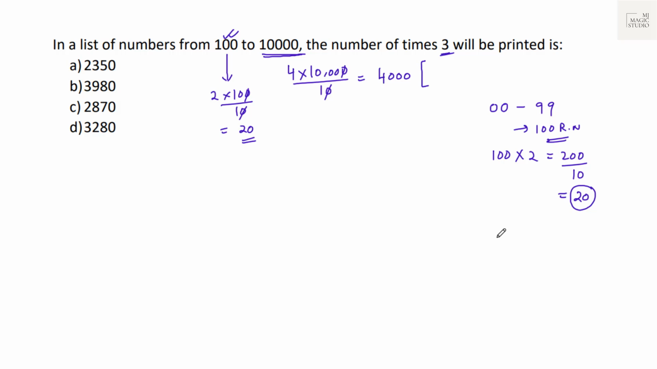So based on that logic, between 1 to 10,000, digit 3 will occur 4,000 times, and between 1 to 100, digit 3 will occur 20 times. This is the shortest method ever to find the number of digits. Now they are asking, in the list of numbers from 100 to 10,000, how many times will 3 occur? It is simply 4,000 minus 20, that is 3980 times. Option B is the pick.